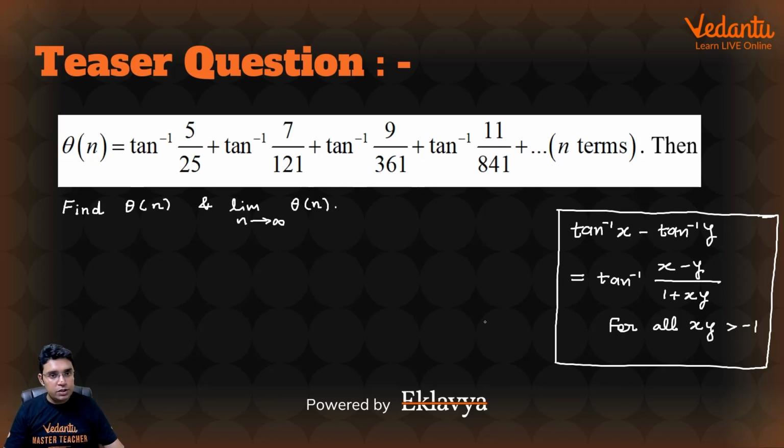So this is the teaser question. I have made this question based on that property I told you in the class itself, and I have mentioned it here: tan inverse x minus tan inverse y equal to tan inverse of x minus y upon 1 plus xy. Okay, so you are given a series in which you are given tan inverse 5 upon 25 plus tan inverse 7 upon 121 plus tan inverse 9 upon 361 plus tan inverse 11 upon 841, and so on. You can see the pattern. So you have to find what will be theta n and what will be theta n when n will approach infinity. So that is the teaser question of the day.